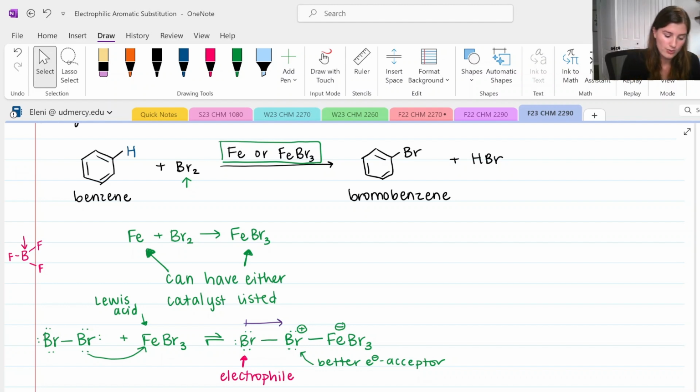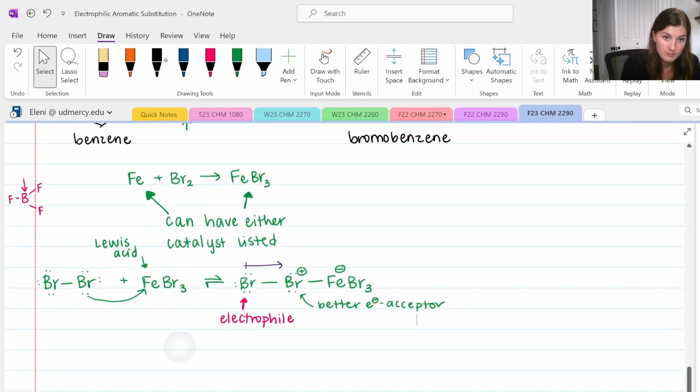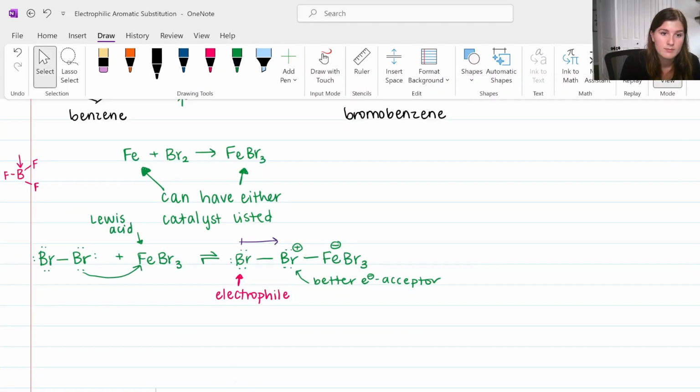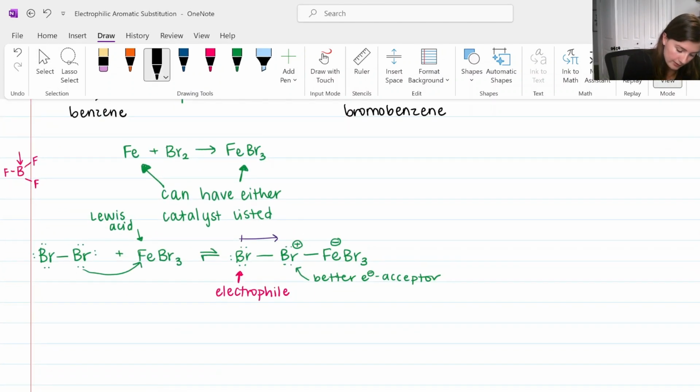All right, so now let's do the full mechanism, starting with benzene, using this catalyst and ending up with bromobenzene. All right, starting with benzene. And I'm only highlighting that one hydrogen because that's the one that will show being removed. You can do it for any hydrogen around this ring. We have that bromine complex with iron.